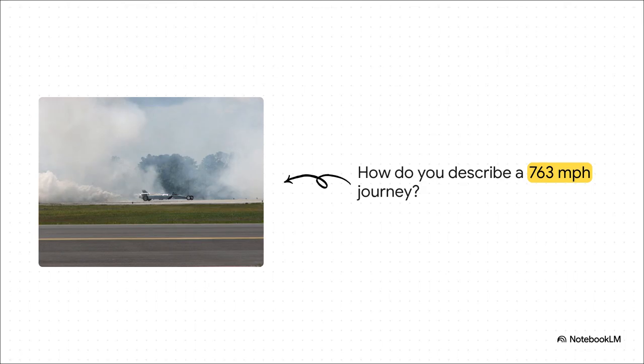Take a look at this. This jet car hit an absolutely mind-blowing 763 miles per hour. But how would you describe that whole trip? Not just the top speed, but every moment of acceleration, every single foot it traveled. That's the story we're learning how to read today.